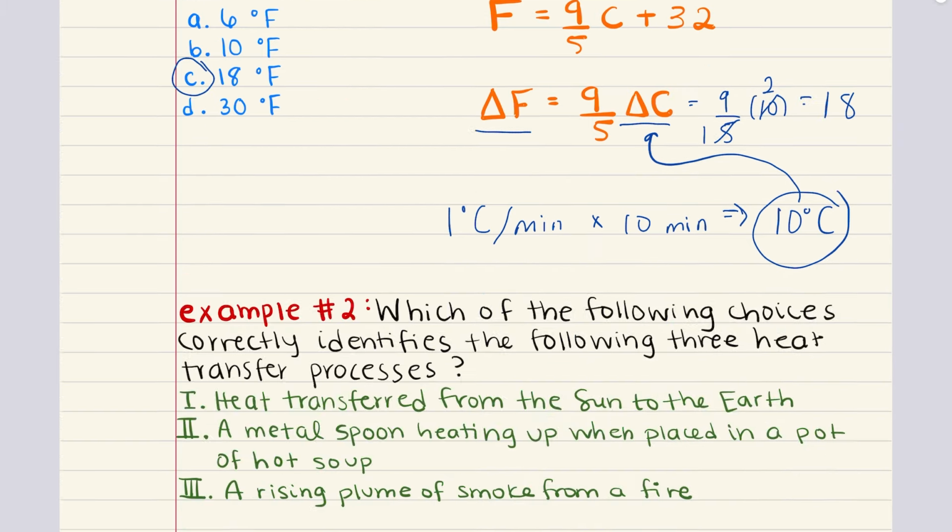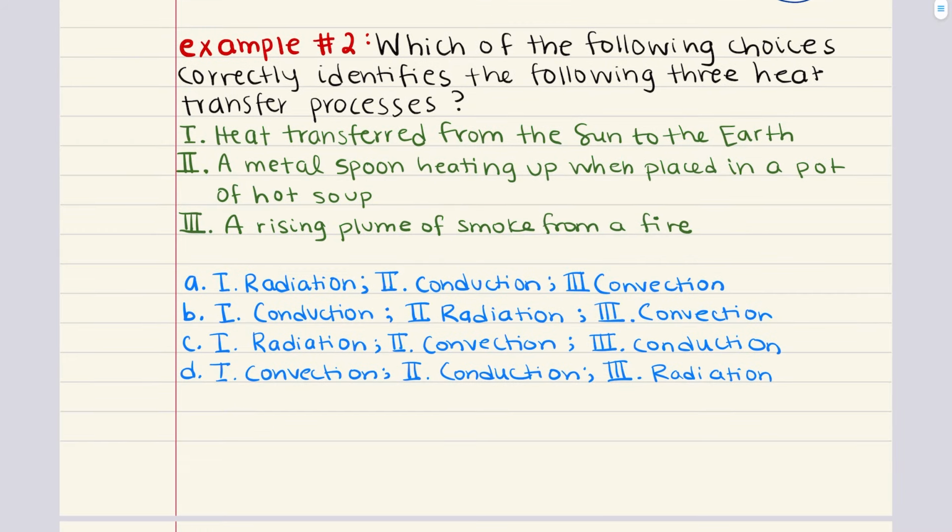Fantastic. Let's do problem 2 next. Problem 2 says, which of the following choices correctly identifies the following 3 heat transfer processes? Statement 1 says, heat transferred from the sun to the earth. Statement 2 says, a metal spoon heating up when placed in a pot of hot soup. And statement 3 says, a rising plume of smoke from a fire.